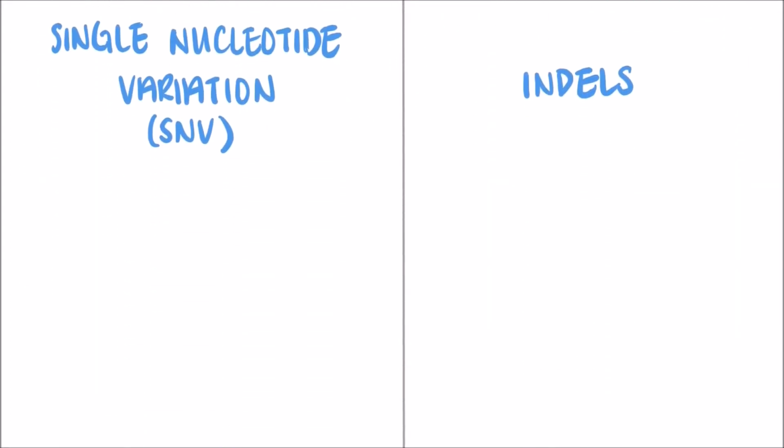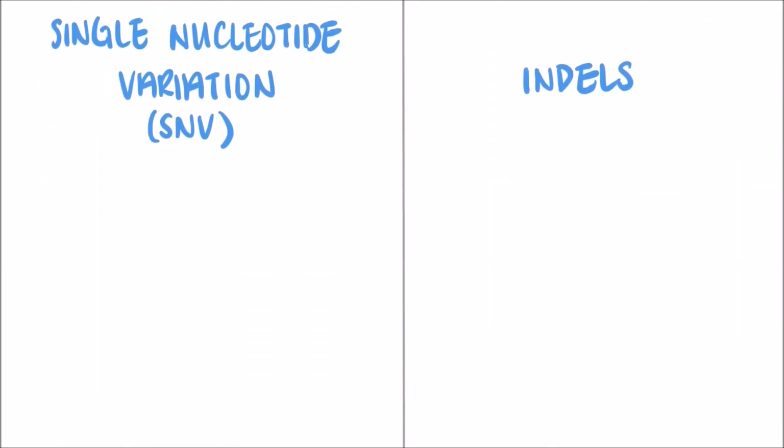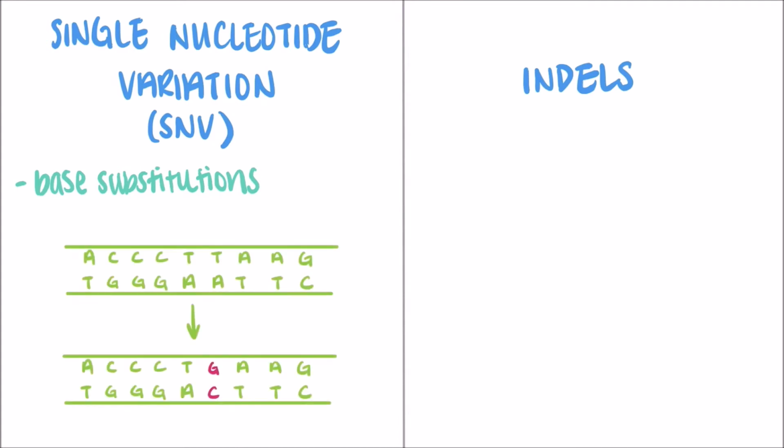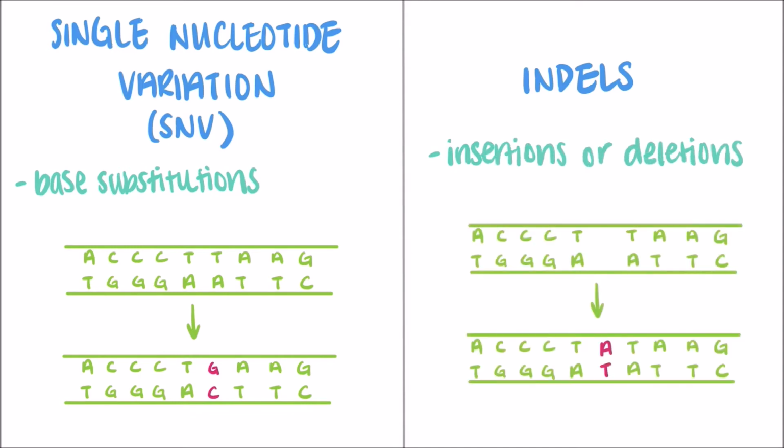SNVs are also very commonly confused with indels. SNVs are usually referring to base substitutions. For example, a thymine might have been changed into a guanine. Indels, on the other hand, are insertions or deletions. While they can be 1 base pair long, they can also go up in size to 1,000 base pairs.